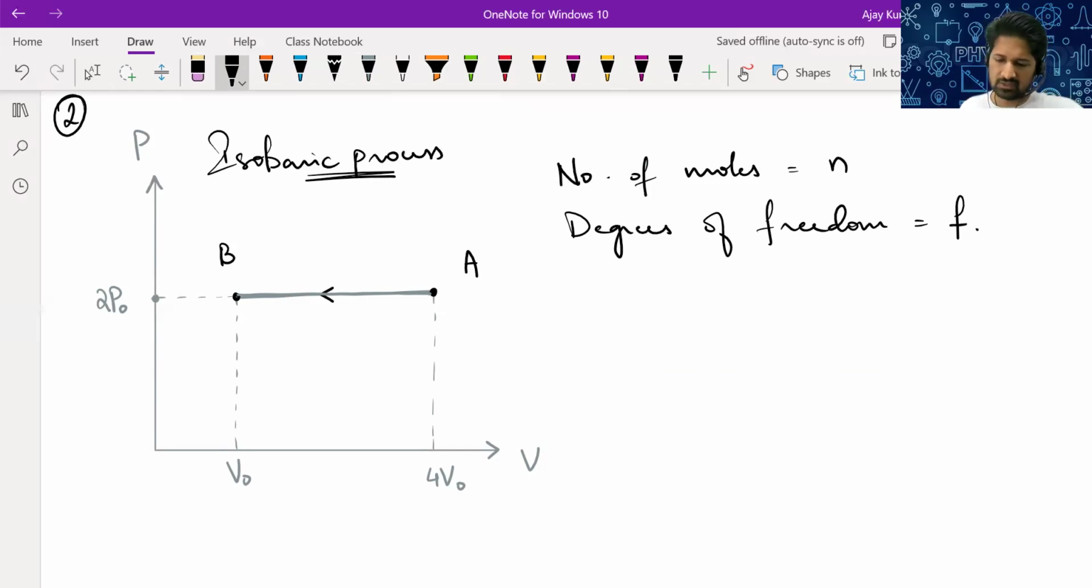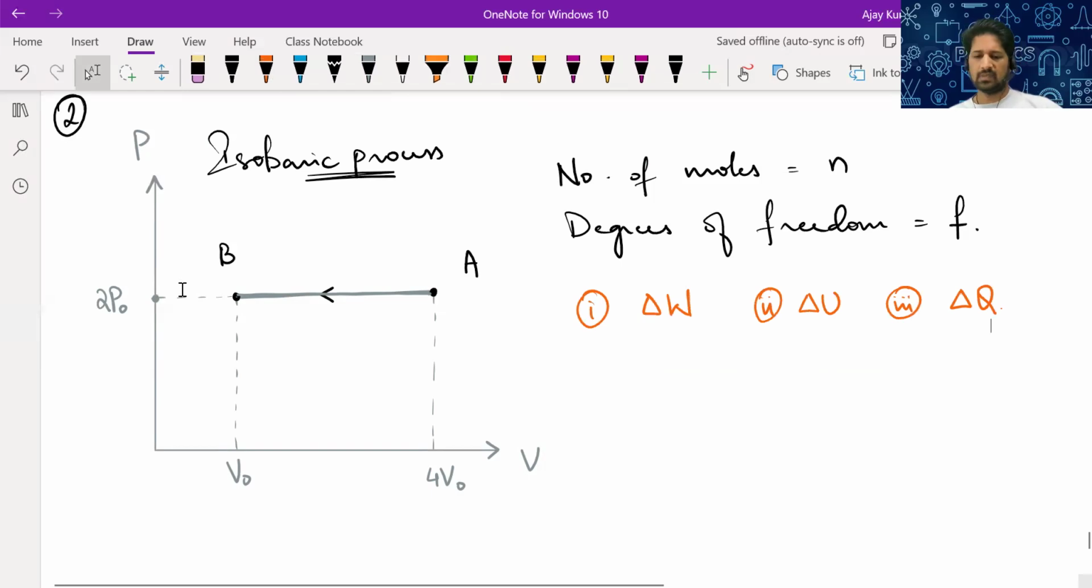So in this process A to B, find out work done. I mean, derive expressions for work done, change in internal energy, and heat supplied. Do this quickly, all of you. I'll give you 3 minutes.